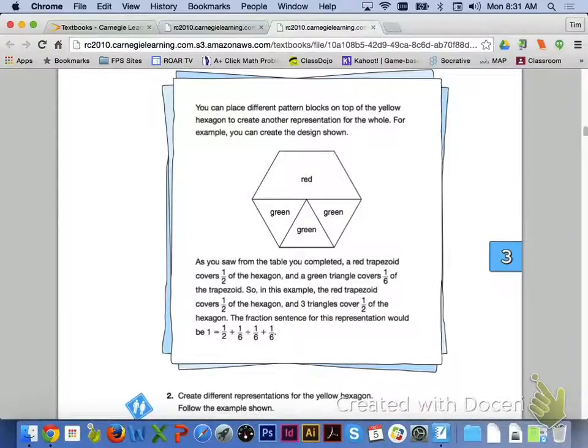At the top of the next page, it says that you can place different pattern blocks on top of the yellow hexagon to create another representation for the whole. For example, you can create the design shown. So we have 1 red trapezoid and 3 green triangles. As you saw from the table that you completed, a red trapezoid covers 1/2 of the hexagon and a green triangle covers 1/6 of the hexagon. So in this example, the red trapezoid covers 1/2 of the hexagon and 3 triangles cover 1/2 of the hexagon. The fraction sentence for this representation would be 1 whole is equal to 1/2 plus 1/6 plus 1/6 plus 1/6.